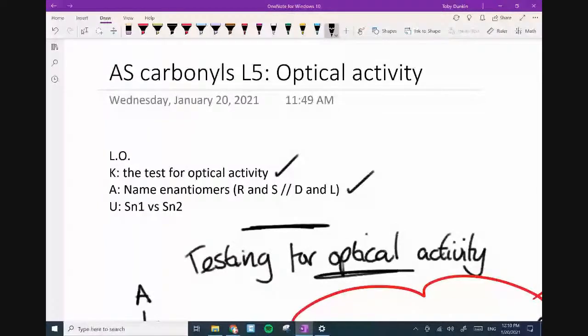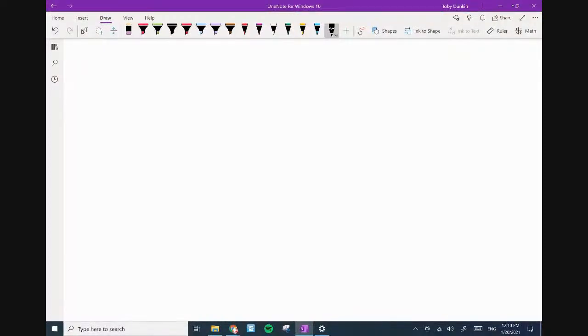Right, Sn1 and Sn2. We're nearly at the end of the lesson, actually, which is quite nice. Nice quick lesson today. I will look at some exam questions. So, can you put a little title of Sn1 versus Sn2? My laptop needs restarting.